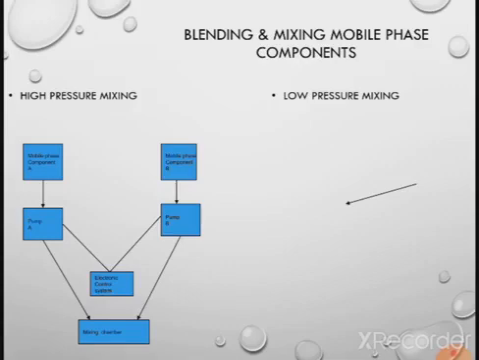Now we see low pressure mixing. In low pressure mixing we have mobile phase component A, mobile phase component B and mobile phase component C. All these three components are mixed by using variable valves, and these valves are controlled electronically by the electronic control system, and these are at low pressure.